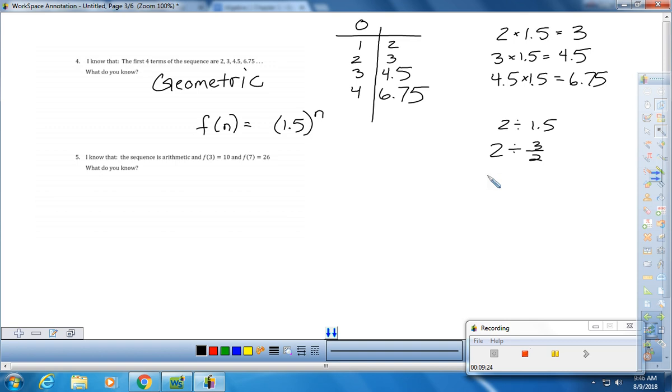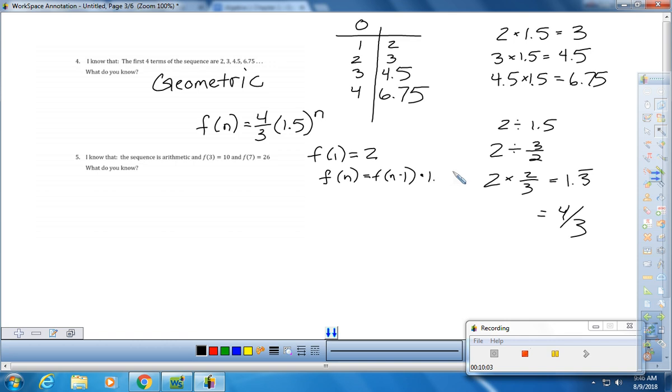What happens when we divide by a fraction? 2 times 2, we flip it and reverse it. So it's 1.3 repeating, or 4/3. And so that would be this, and I can promise you, short of maybe a bonus for the accelerated class, there's not going to be anything that hard on the test. All right, let's go to the next one. Oh, I guess we could do the recursive formula, I guess. F of 1 is 2. F of n is take the previous one, f of n minus 1, and multiply it by 1.5.